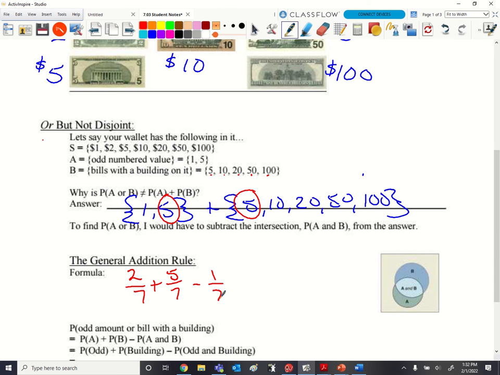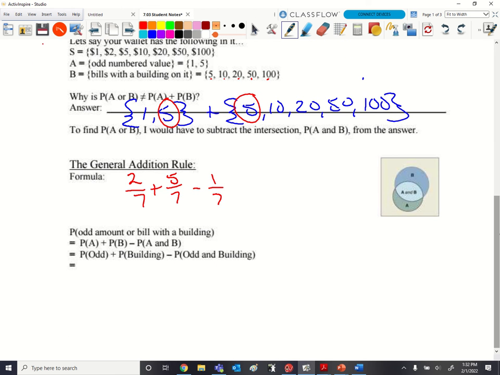So from there, let's add those together. 2 plus 5 is 7 over 7, and I still subtract 1 over 7, which is a grand total of 6 out of 7. Or as a decimal, how do you get a decimal? Divide it, right? What did you get? 0.85. What's the next number? 7. Okay, let's just say that.